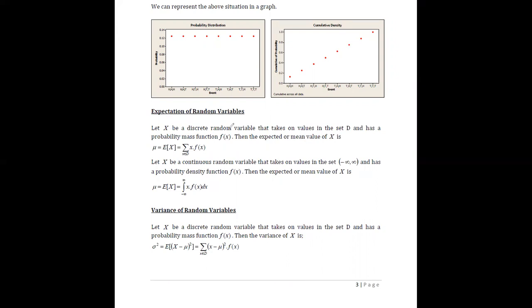Suppose that X is a discrete random variable, and if X can take values, we are calling the set D. If we write down all the necessary details here, X belongs to set D, and the probability mass function is denoted as f(x).